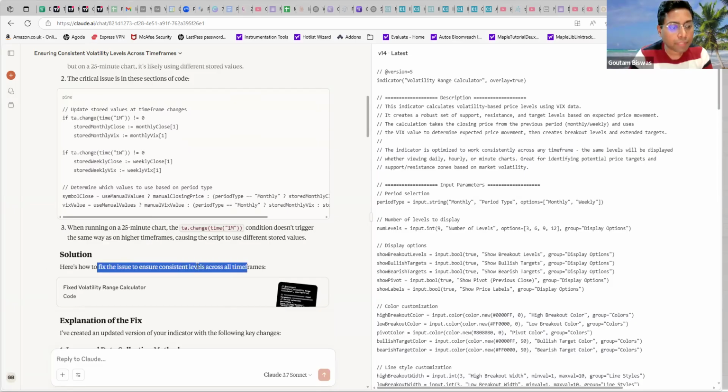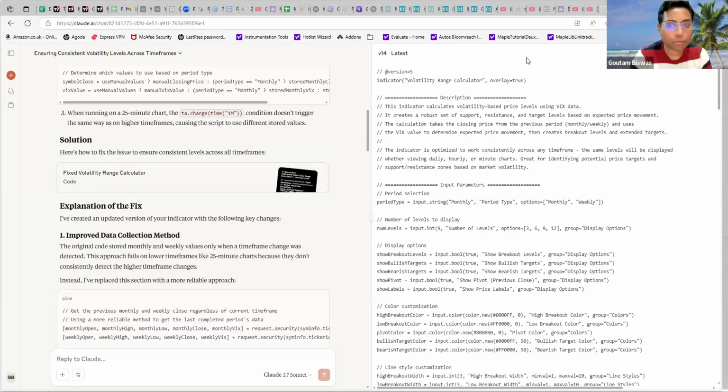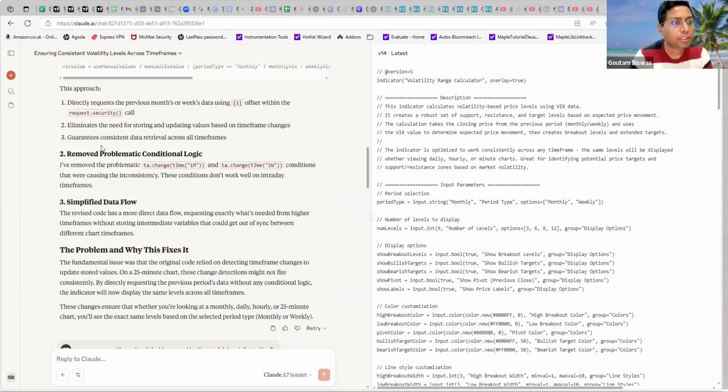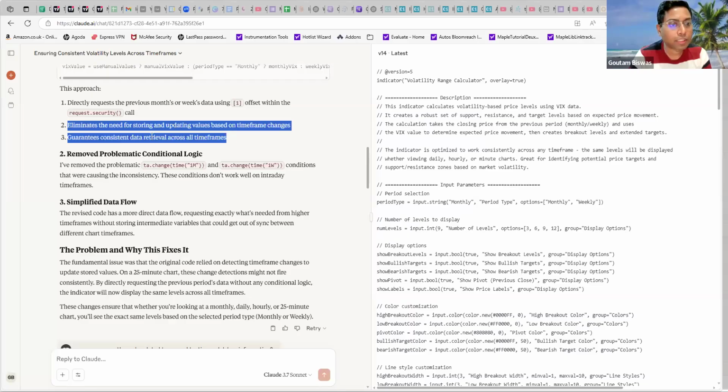Here is a fix of the issue to ensure consistent levels across all time frames. Then it writes all the code again, and on the right hand side, you can see the code, right? The original code stored monthly and weekly values only when a time frame change was detected. This approach fails on lower time frames like 25-minute charts because they don't consistently detect the higher time frame changes. Instead, I've replaced this section with a more reliable approach and is a fix. So this approach directly requests the previous month's or week's data using the one offset within the request.security call, eliminates the need for storing and updating values based on time frame changes, guarantees consistent data retrieval across all time frames.